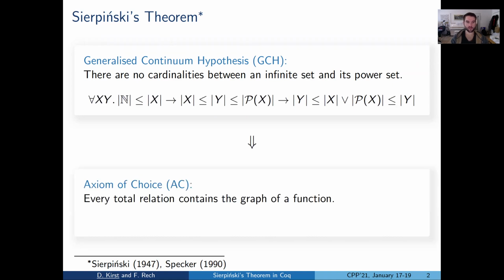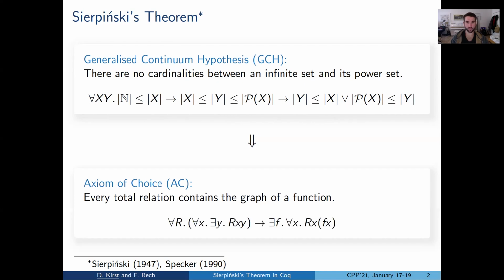Secondly, the axiom of choice, of course, has many equivalent formulations, and the one working best in this talk is that every total relation contains the graph of a function. So if I have a binary relation, which is provably total, then there exists a function that is contained in the relation.